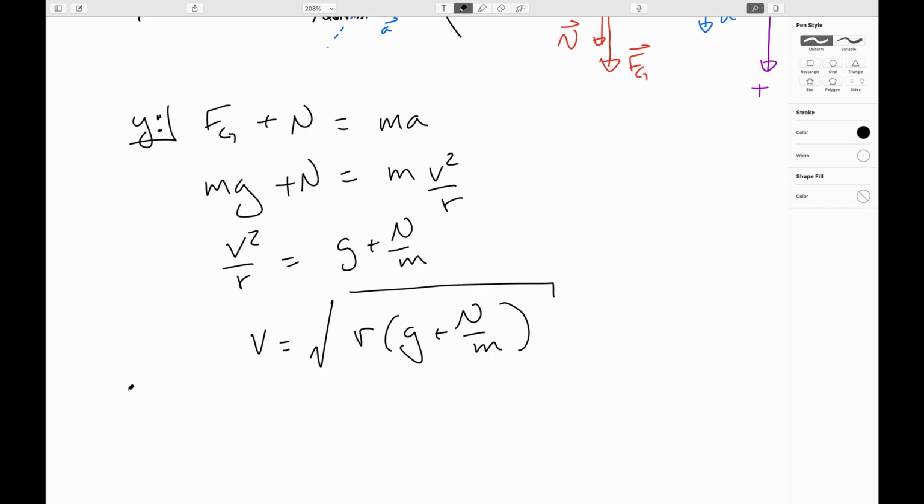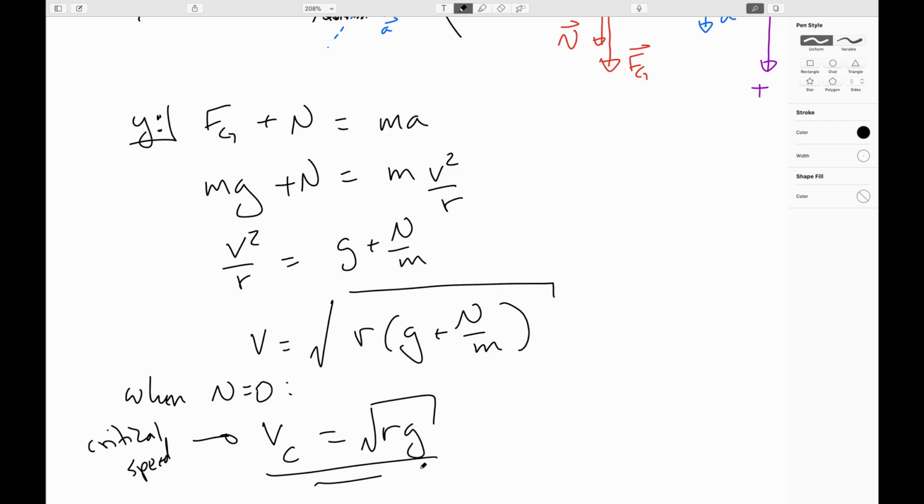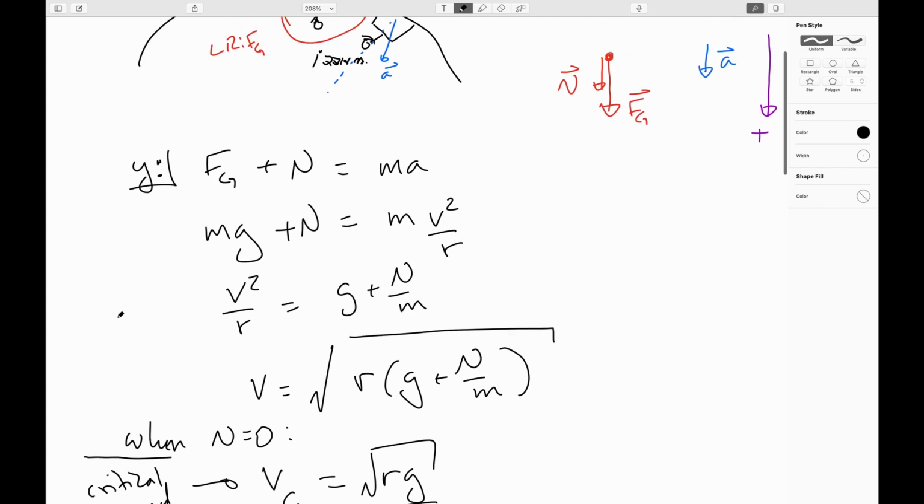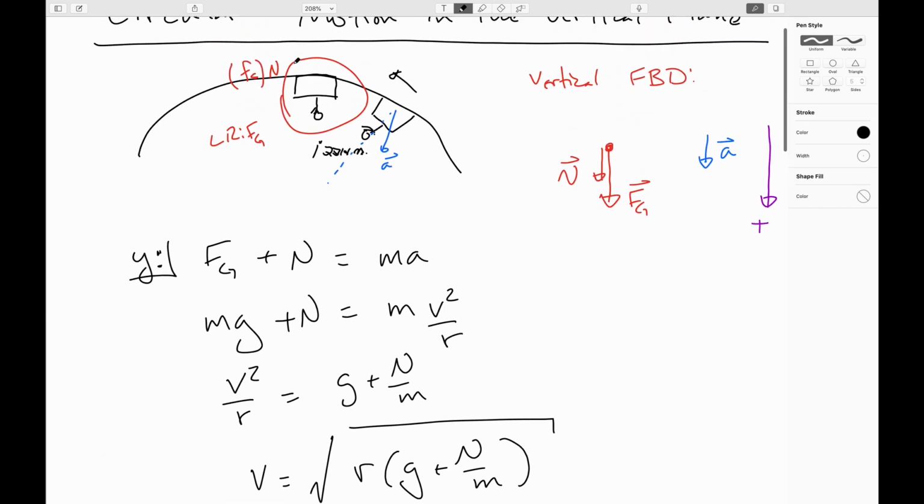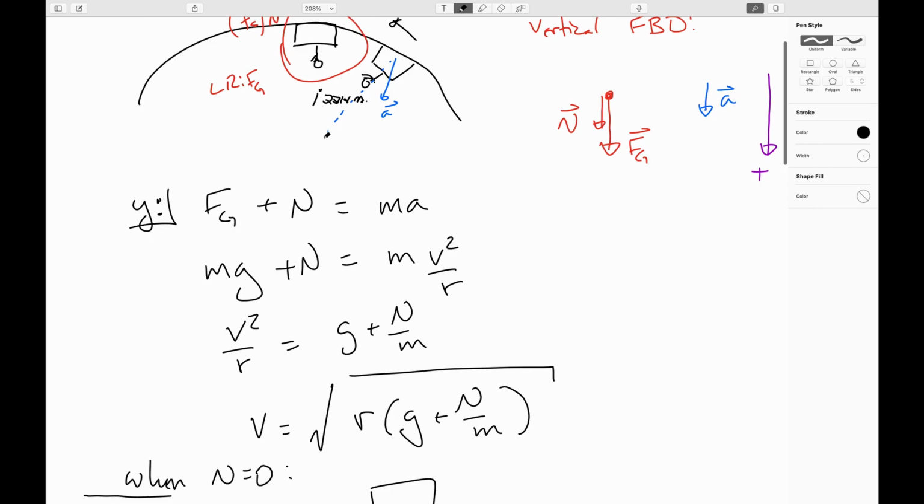So when the normal force is 0, we get a critical speed, and that's what this gets called, the square root of rg. Now notice I said critical, not minimum. More on that in a minute. But at least in this example, you can't go slower than this and still stay on the track.